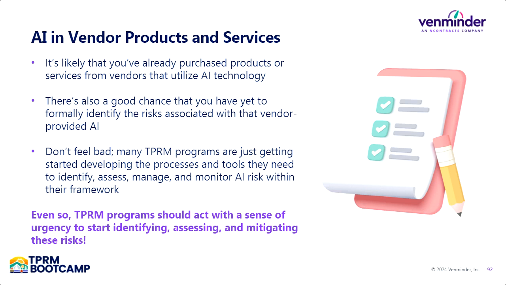Okay, so with all of this AI out there, chances are really good that your organization is already engaged with vendors who are delivering products and services that have AI associated with them. Either they're the product themselves or it's involved in the product. And there's probably a really good chance that your third-party risk management program is not necessarily really built to identify and assess those AI risks right now. And if that is the case, you can't feel bad about it because a lot of people are in the same boat. But even so, we need to act with a sense of urgency so that we can really start identifying these risks, assessing them, and mitigating them.